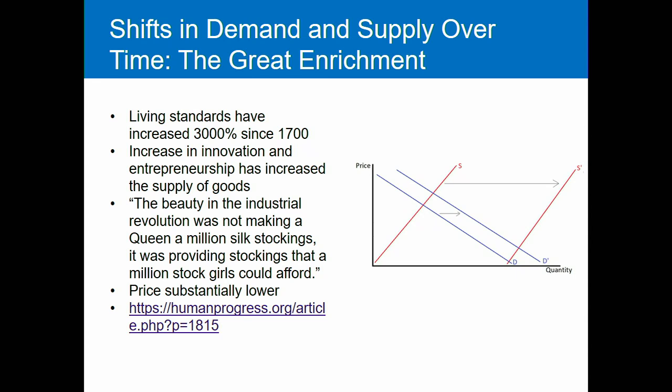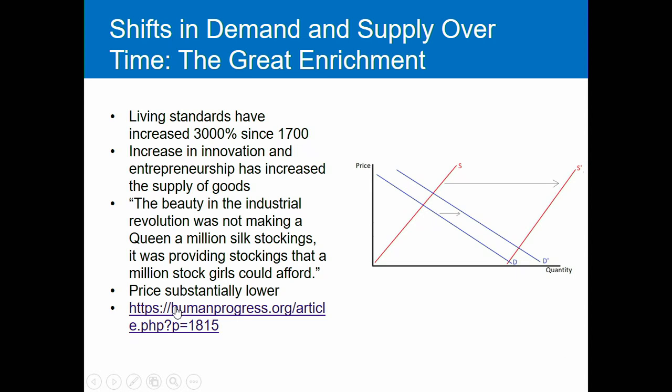There's a quote I really like, that the beauty of the Industrial Revolution was not making a queen a million silk stockings, it was providing silk stockings that a million shop girls could afford. It was the idea of driving down the price and massively increasing the supply, allowing everyone to get products that only a few people could get in the past.